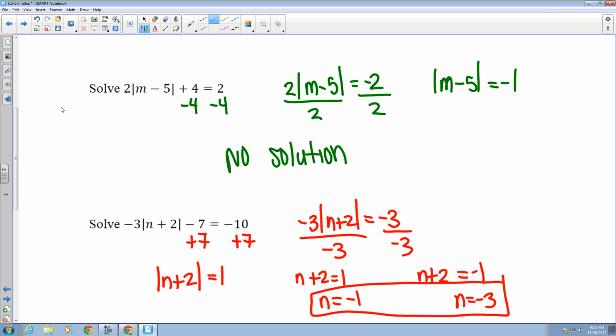Okay, and that was section 6.5 on solving absolute value equations.